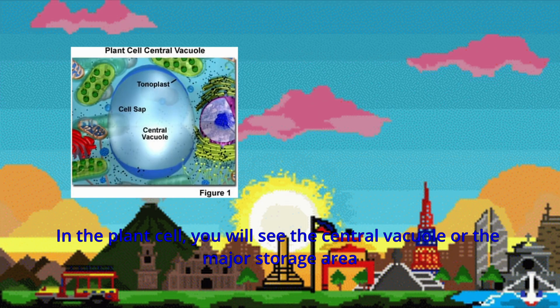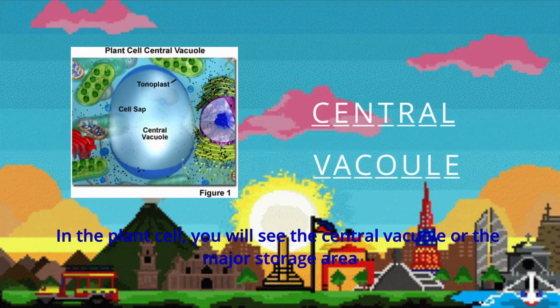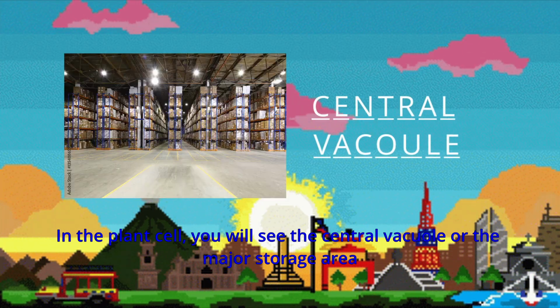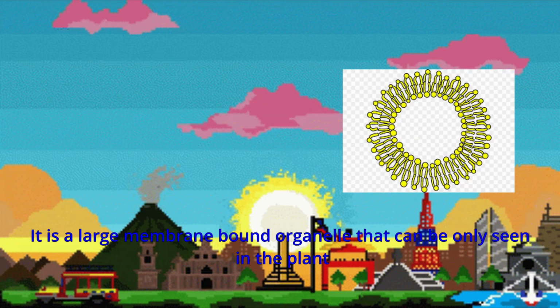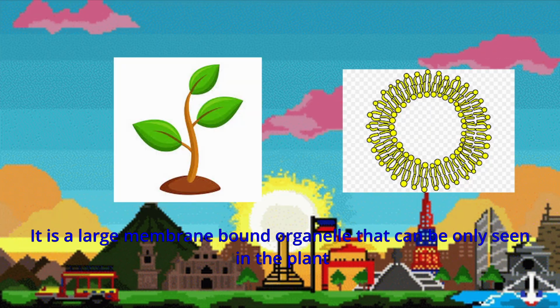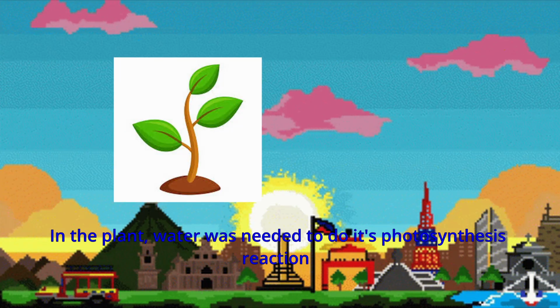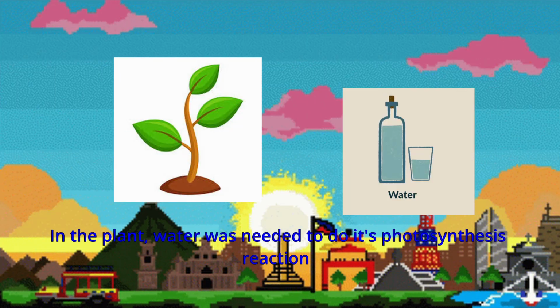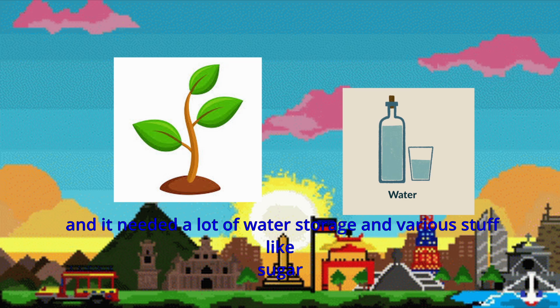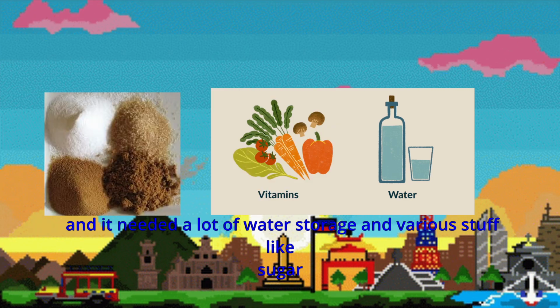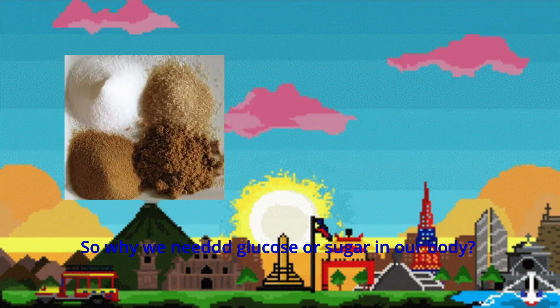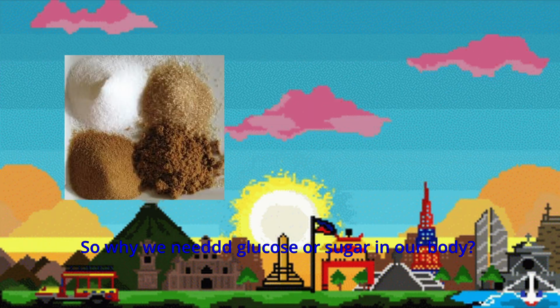In the plant cell, you will see the central vacuole, or major storage area. It is a large membrane-bound organelle that can only be seen in plants. In the plant, water is needed for its photosynthesis reaction, so it needs a lot of water storage and various other stuff like sugar. So why do we need glucose or sugar in our body?